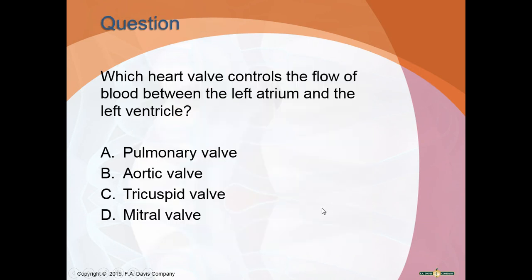So which heart valve controls the flow of blood between the left atrium and the left ventricle? Left atrium and left ventricle, that is D, the mitral valve. The pulmonary valve prevents backflow from the pulmonary artery to the right ventricle. The aortic valve prevents backflow from the aorta to the left ventricle, and the tricuspid valve prevents backflow from the right ventricle to the right atrium.